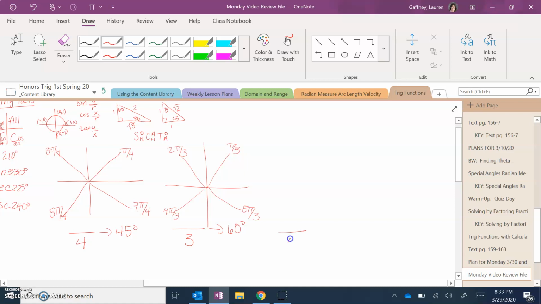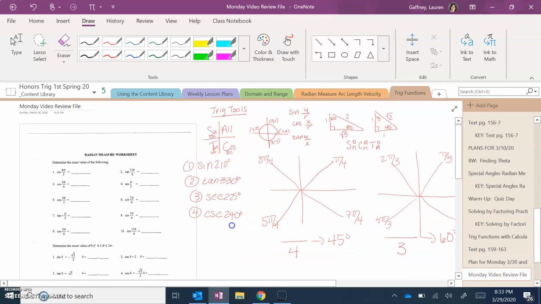If your denominator is a 6, that's a 30-degree reference angle. This one gets a little messier here. So I would have 1 pi over 6. 2 pi over 6 reduces to something else. 3 pi over 6 reduces to something else. 4 pi over 6 reduces. 5 pi over 6. 6 pi over 6 reduces. 7 pi over 6. 8 pi over 6 reduces. 9 pi over 6 reduces. 10 pi over 6 reduces. 11 pi over 6. Okay, so hopefully that helps you when you're working with radians.